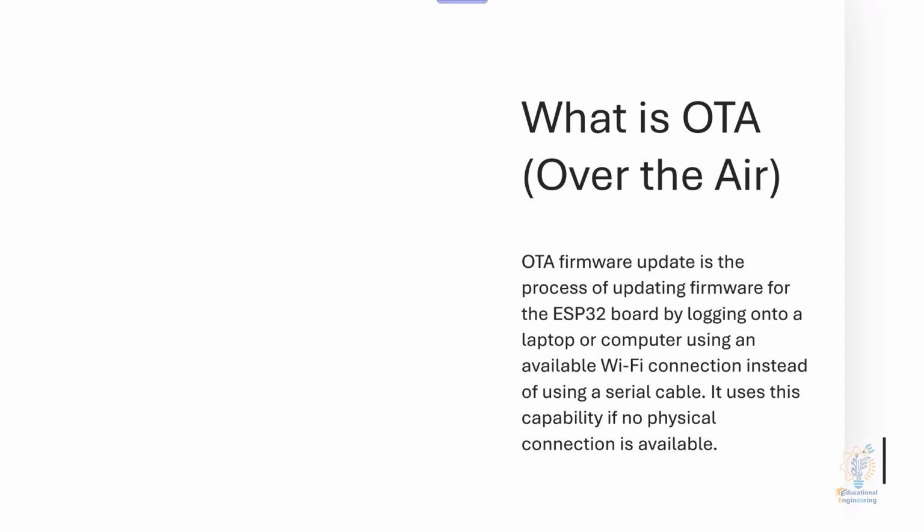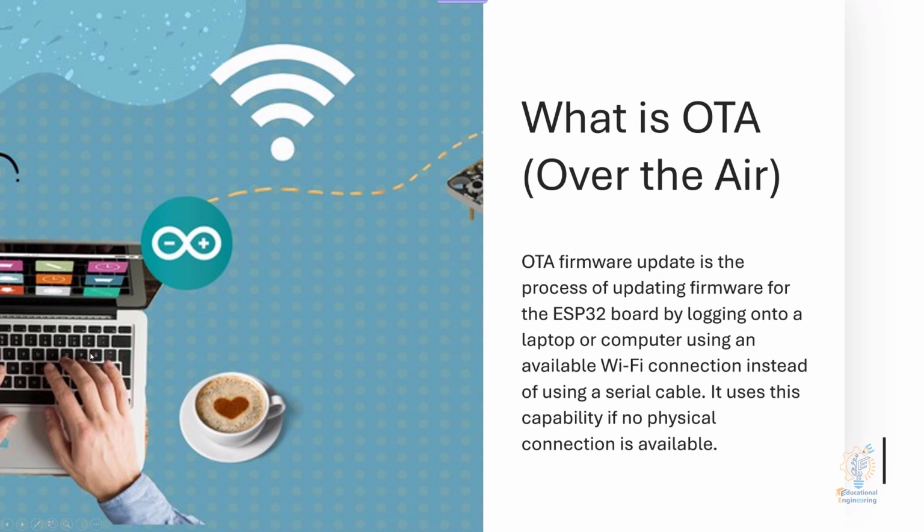It uses this capability if no physical connection is available, and it has a lot of features. Now, imagine that you have your project in a place that you cannot access, or if you have your ESP32 project far away from you and you have to travel to update the code, or if you have a distant client, like in another country, and he requires a continuous code update. OTA, or over-the-air update, is the solution.